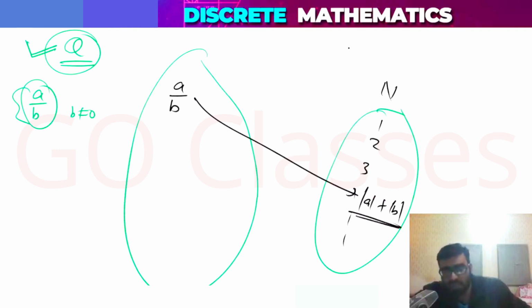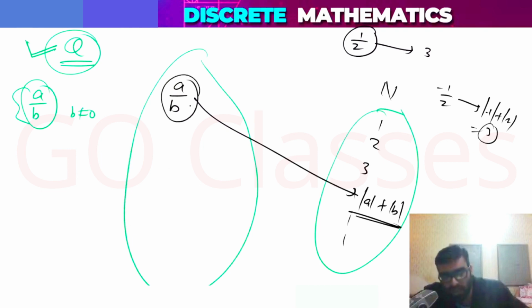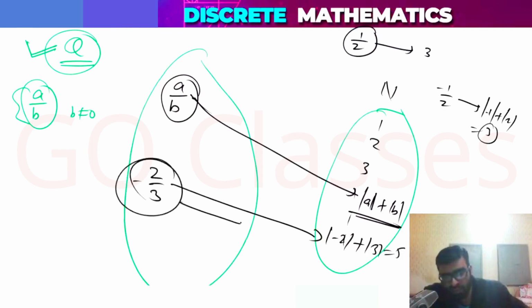For example, let's assume you have 1 by 2, so you assign this 1 by 2 to 3, meaning 1 plus 2. If you have minus 1 by 2, then you assign it to modulus of minus 1 plus 2, basically 3. The basic point is that if you have a by b, you assign it to modulus a plus modulus b, basically making it positive. If you have minus 2 by 3, you assign it to modulus of minus 2 plus 3, that is basically 5. So you will assign this to 5.